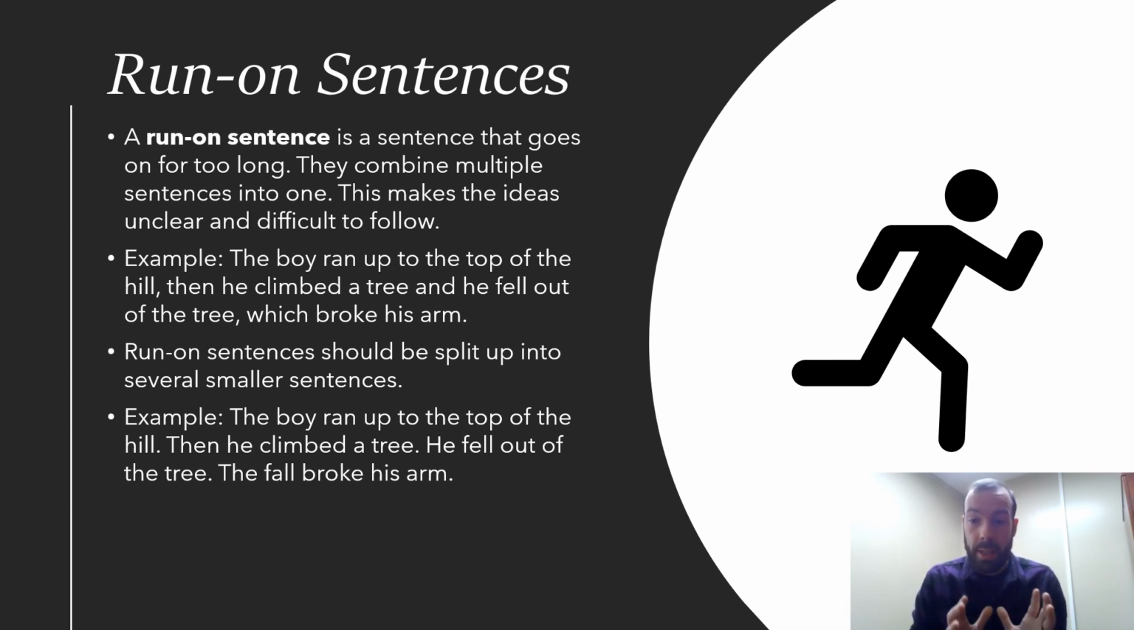We want our writing to be clear, which means we need our sentences split up into short, simple, clear, focused ideas. The easy way to fix run-on sentences is to split them up into smaller sentences using periods and capital letters. So here's our example. The boy ran up to the top of the hill, period. Then he climbed a tree, period. He fell out of the tree, period. The fall broke his arm, period. We split one sentence up into four. It's much clearer and easier to follow. It makes a lot of sense. And that's the goal with our writing, is always clear communication.